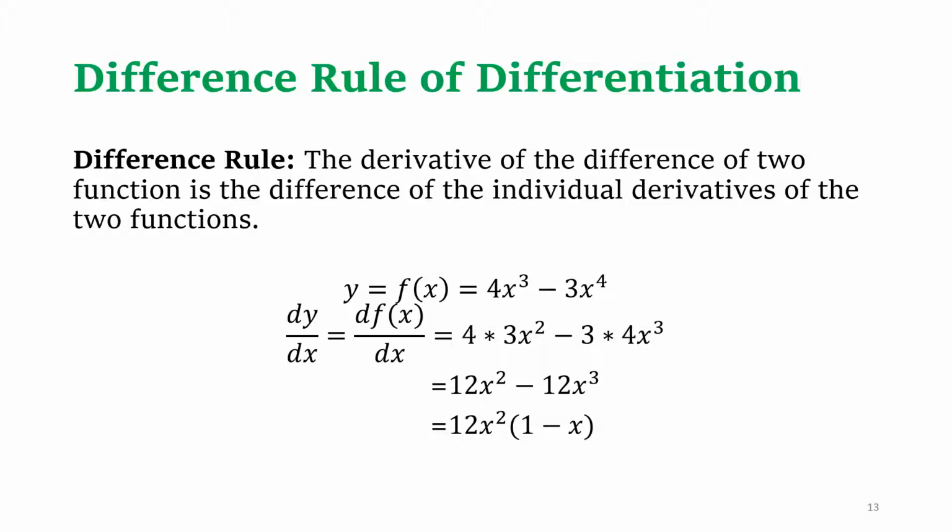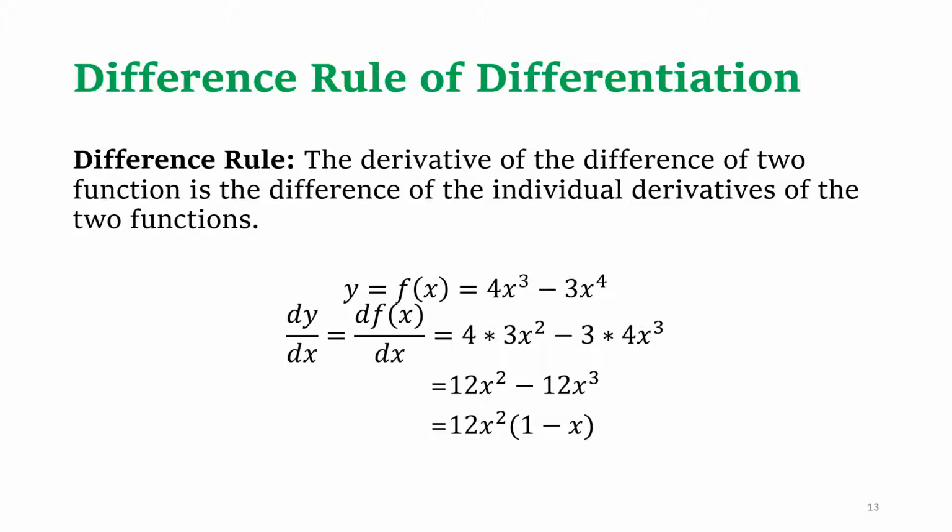Now, we can factorize this further. Remember, 12x squared is common. We take 12x squared out. Now, if we factorize, we're going to have 1 minus x, right? 12x squared divided by 12x squared is 1, right? And then 12x to the power 3 divided by 12x squared is just x.